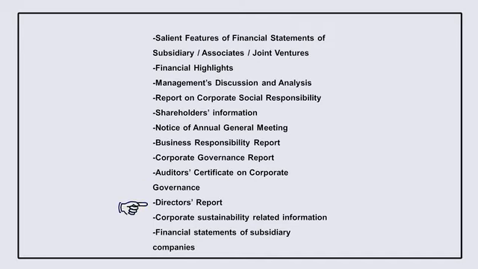Next is the director's report and the director's responsibility report. In the annual report, the directors give their speech and their personal view on the financial and non-financial activity of the business, and they have to disclose every piece of information from their part. The next one is corporate sustainability related information, which every company also has to disclose. And the last one is the financial statement of subsidiary companies. Nowadays subsidiary companies play a vital role in the financial performance of the company, so every company has to disclose the necessary financial information related to its subsidiary and related companies.